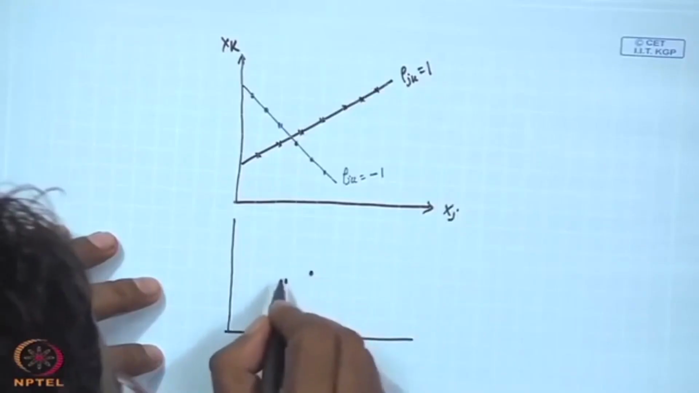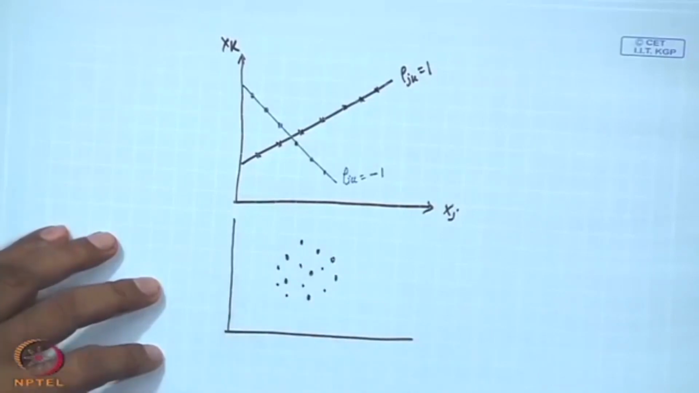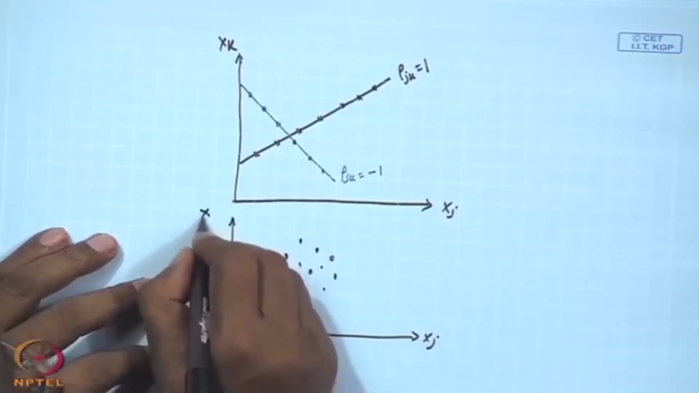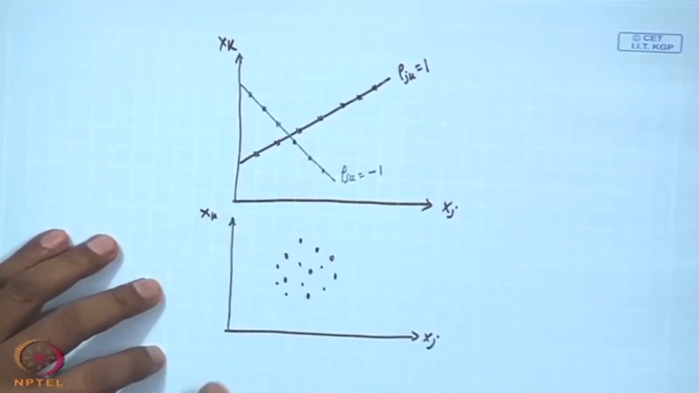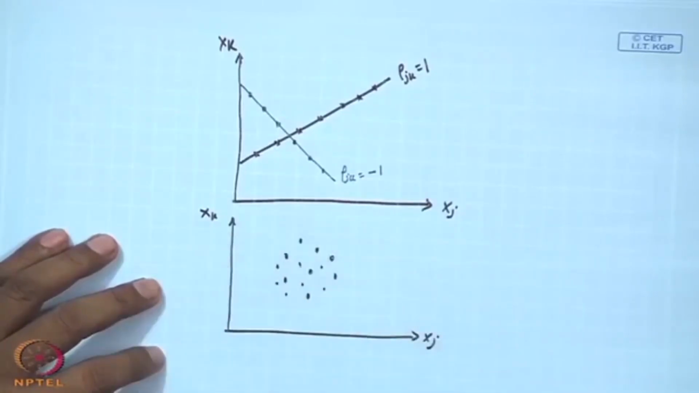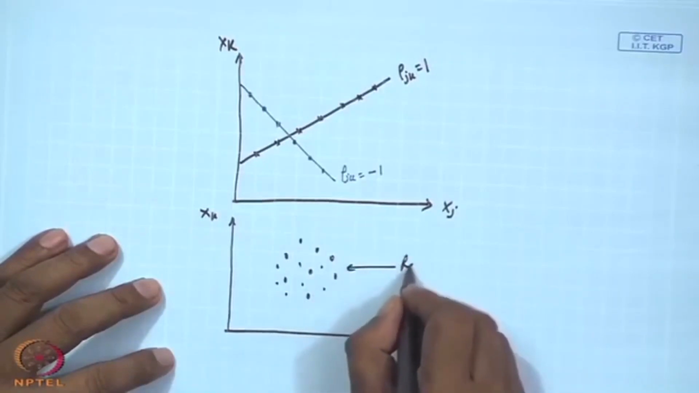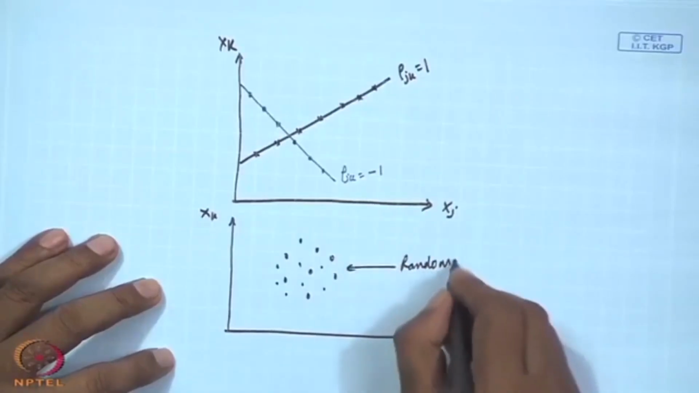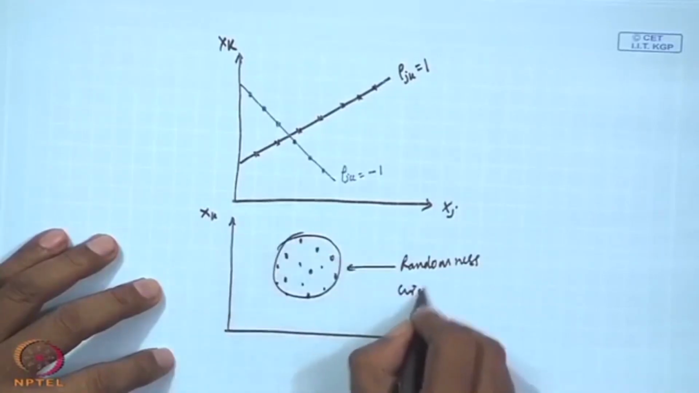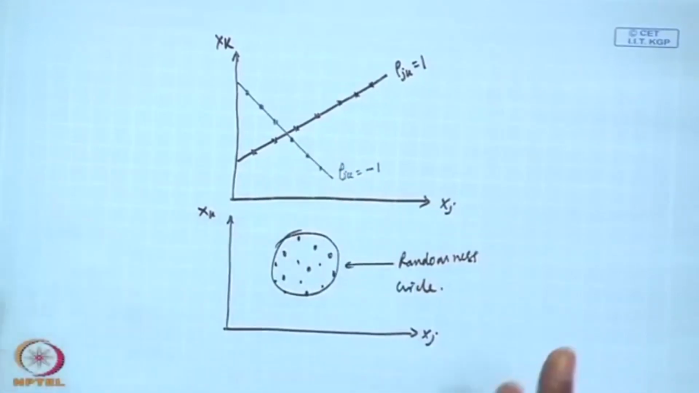suppose your points are like this, this is your x j, this y axis is x k, points are like this. You cannot find a pattern, it just resembles a circle, these points are resembling a circle, it is totally random. So, when you find this type of randomness, that means there is no relation, because you take any direction, you will not get any pattern here.